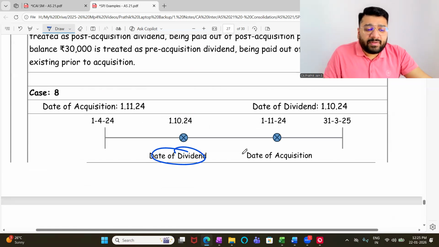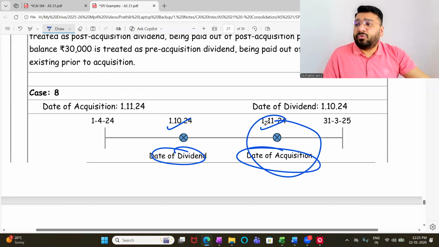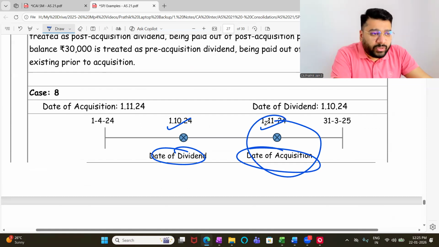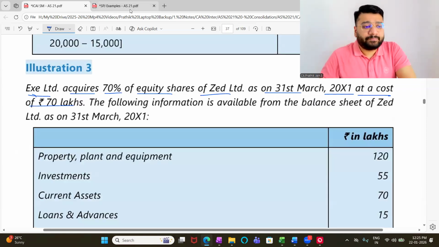Date of dividend, date of acquisition. So here, did we receive this dividend? No. After the dividend was distributed, then we got the shares. Did we receive any dividend? No. So when we have not received any dividend, where is the question of pre and post? So no pre, no post. Okay, not okay. So let's continue with illustration 3.